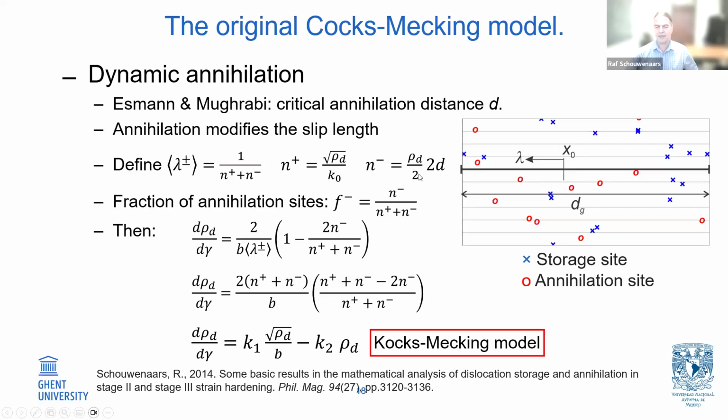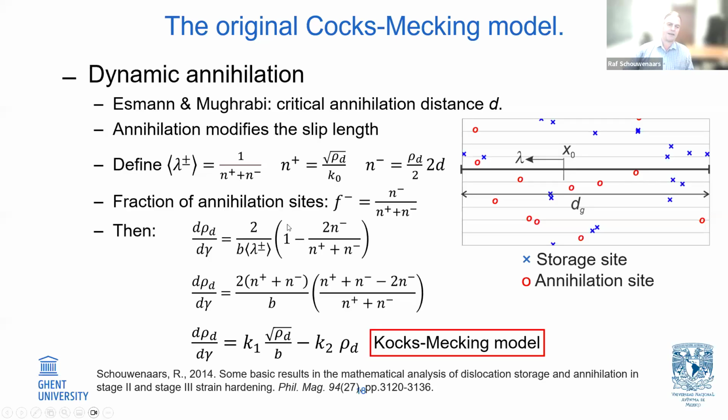Because only opposite dislocations can annihilate, so that eliminates 1/2 of the pairs, and then times 2d because it can be cross-slip upward or downward depending on the local configurations. Now of all these sites, the fraction of annihilation sites is n minus over n plus plus n minus.